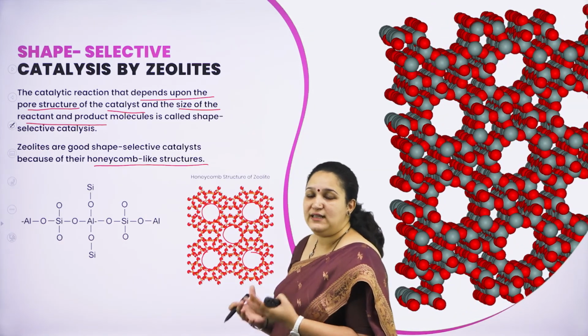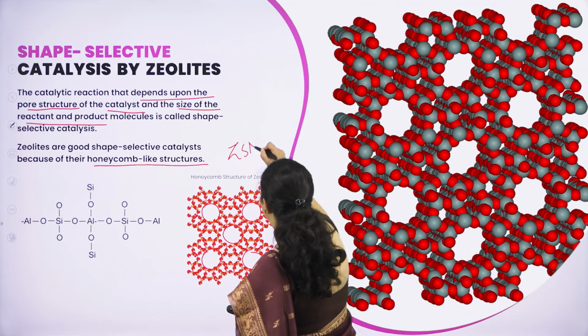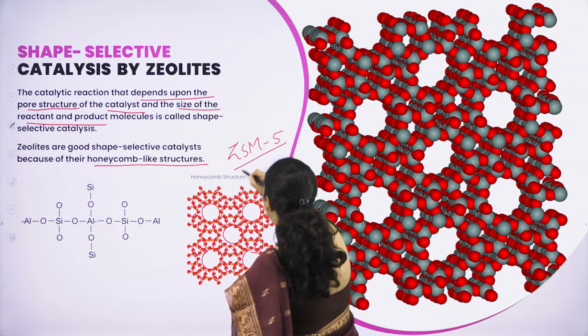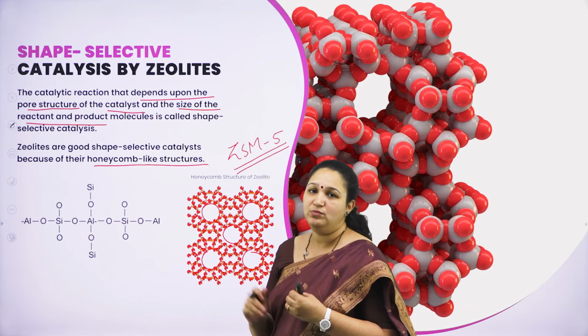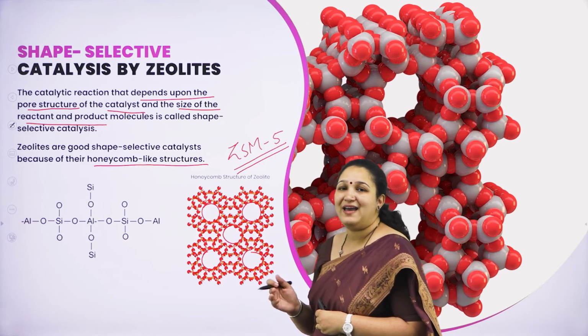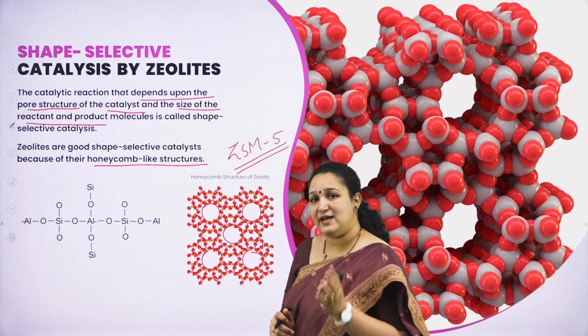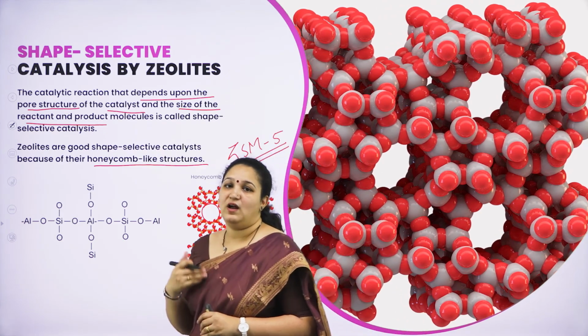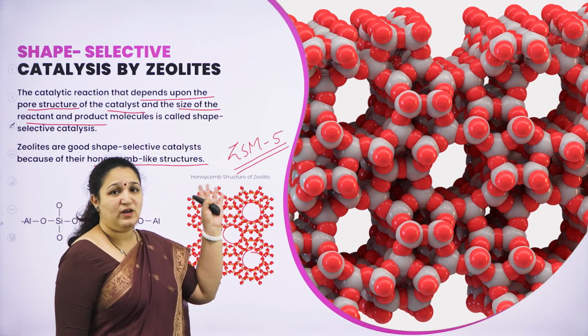This usually happens in ZSM-5, which is a catalyst used for conversion of alcohols into petrol, or gasoline I can say. In ZSM-5, alcohol is directly converted into gasoline. This is one of the examples, or one of the types of zeolites.